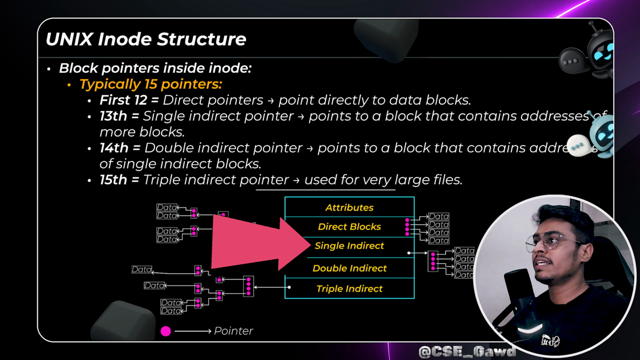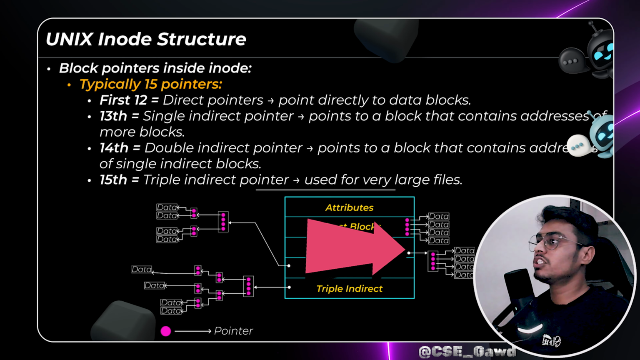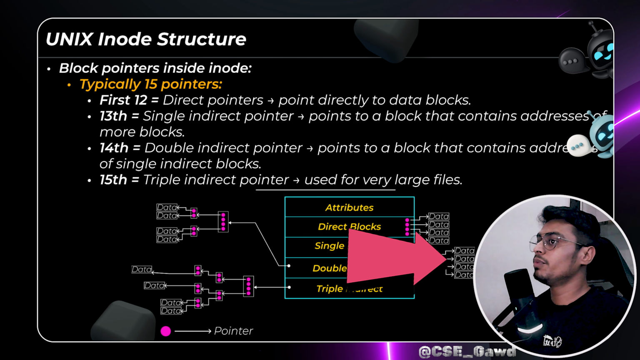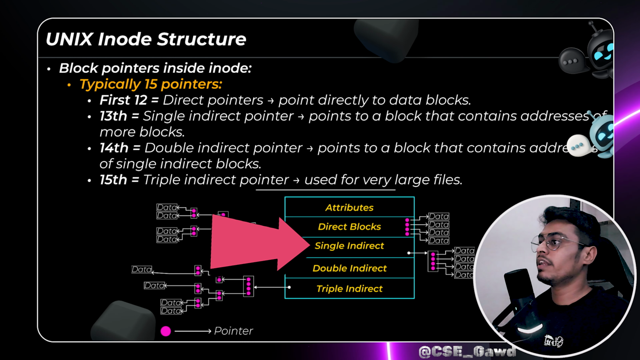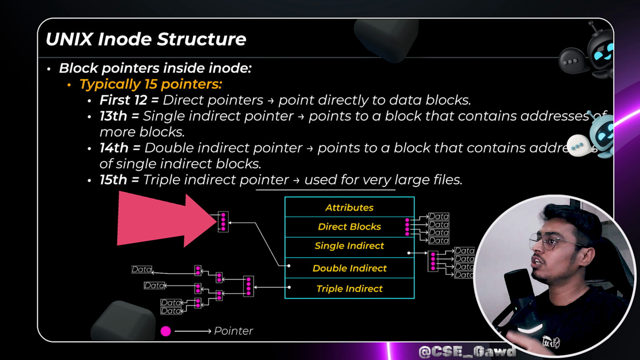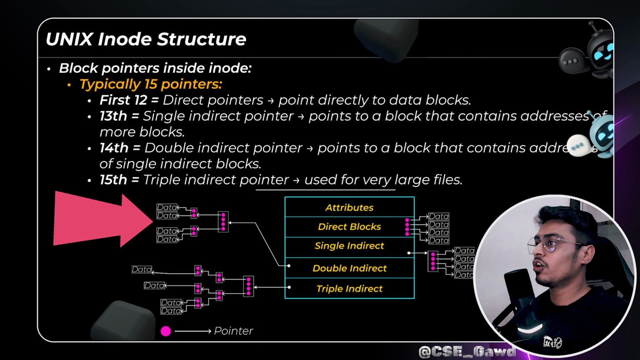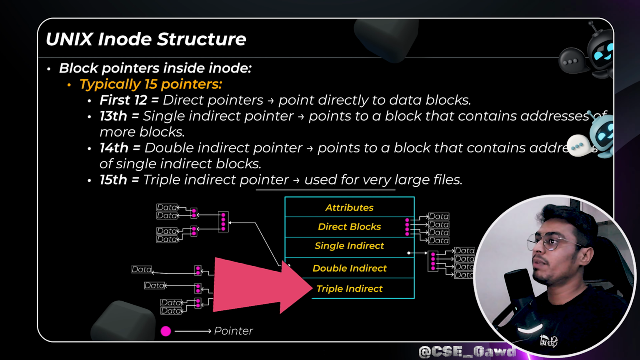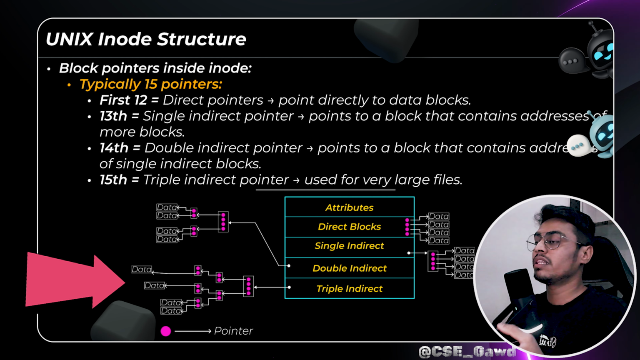Then we have the single indirect block. Single indirect means first you go to the pointer, and beyond the pointer you reach the data block. Then what is double indirect? Double indirect means from here you go to one block, but that block will not give you the data; from there you get pointers, and again you go from that pointer to a data block. Then there is a third block, triple indirect. In this we move forward three steps: pointer to pointer, and then again pointer, and then again pointer, and then we reach the data. So this is called triple indirect.